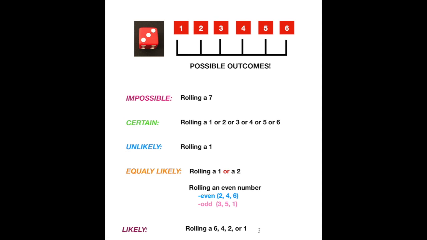Okay? So go over that a little bit. Make sure you're talking to your moms or dads and make sure you understand the differences between not just certain and impossible, but everything in between, those possibilities where we're talking about unlikely, equally likely, and likely.